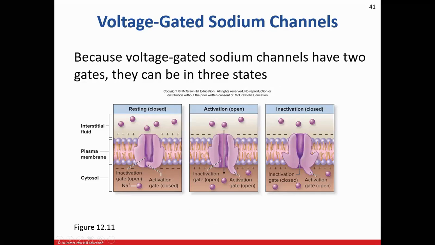So because of the voltage-gated sodium channels' two gates, there actually can be three states, of which we just talked about. And so you'll see here we have the activation gate closed, in this case the inactivation gate open. In this particular state, in the activation phase, the activation gate is open. The inactivation gate is also open, allowing sodium to move into the cell. And then we get into the inactivation phase. This is where the inactivation gate is closed, the activation gate is open, but that also closes off the channel, meaning no sodium can get in.